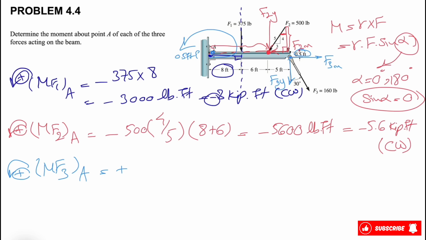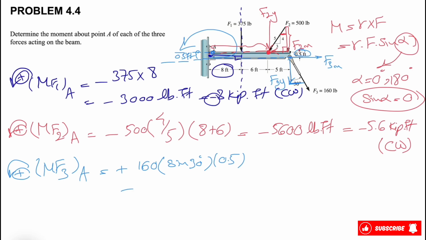So let's figure out the x component of the force. This will be F3x, which will be 160 times sine of 30 degrees. And for finding the distance, what we are interested in is the distance to the line of action. This will be the line of action, and the distance will be the 0.5. And let's move on to the second one.